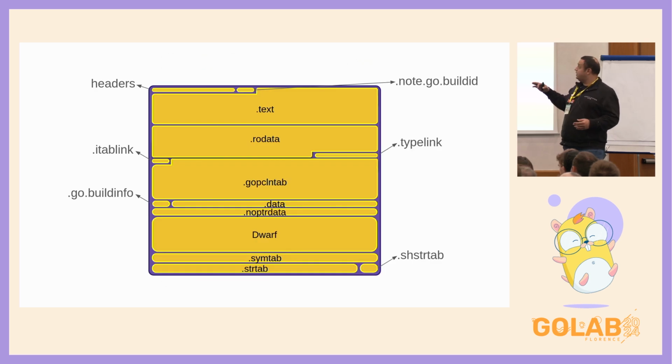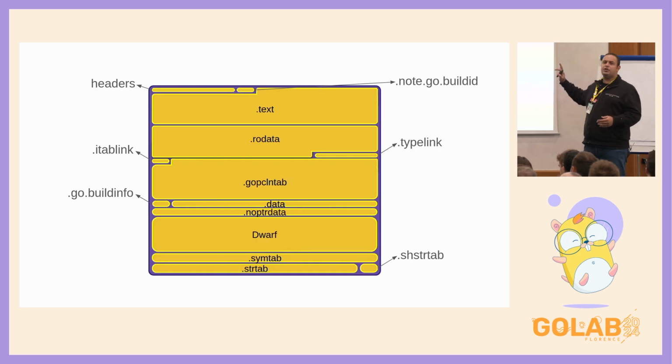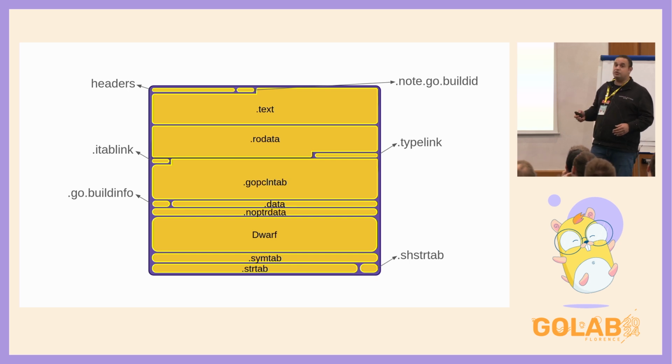This is the whole binary. This is not to scale, but it's more or less at scale. You have the headers at the beginning, then the Go build ID, then the text section, which is a big chunk of our data. The rodata is another big chunk because you have all the types, all the interfaces. You have a lot of data here. The type link and the itab link, then the GoPCLN tab is another big chunk of our binary.